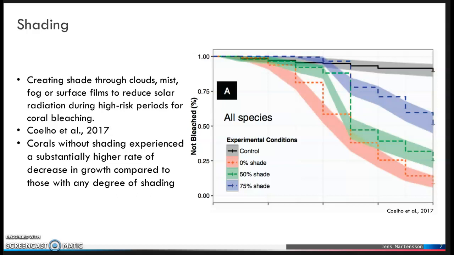Those with 0% shade, essentially there was 0% not bleached. So all of them pretty much became bleached in the time where there was no shade, as opposed to those with 50% shade and those with 75% shade. So corals without shading experience a substantially higher rate of decrease in growth as well as bleaching than those compared with any degree of shading.